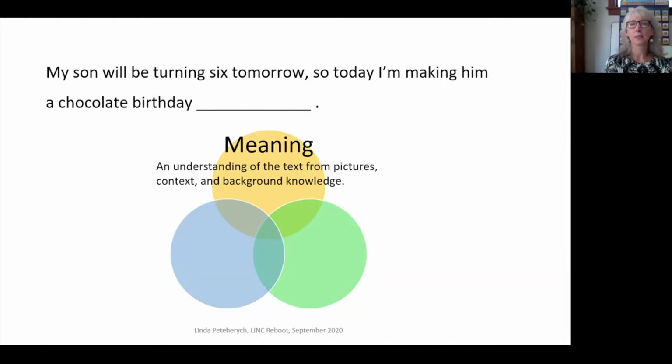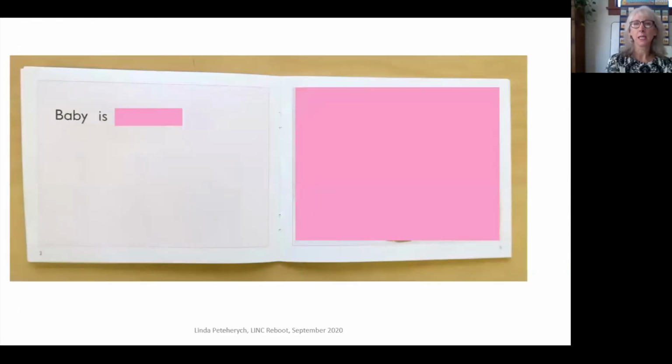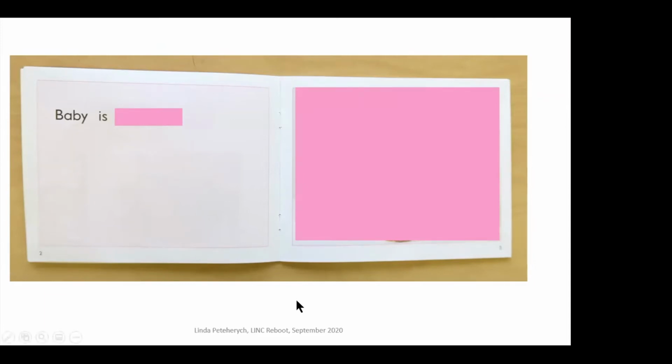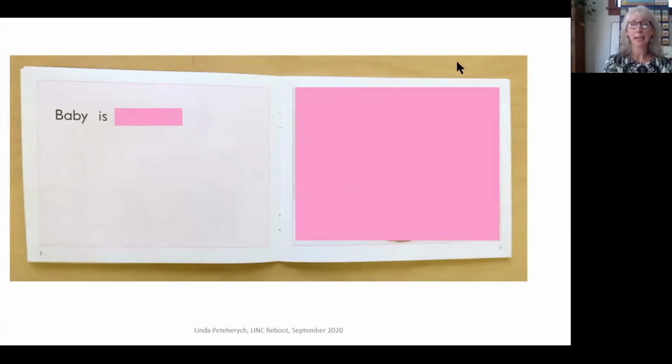So that's the third source of information that good readers use when making sense of print, an understanding of the text from pictures, context, and background knowledge. But our literacy students will not necessarily be able to make sense of print and form that meaning in their minds without a picture. So there's a picture here and a blank. What do you think this blank is? Female. Girl. Yeah, could be. Could be pretty much anything because you don't have very much information here.